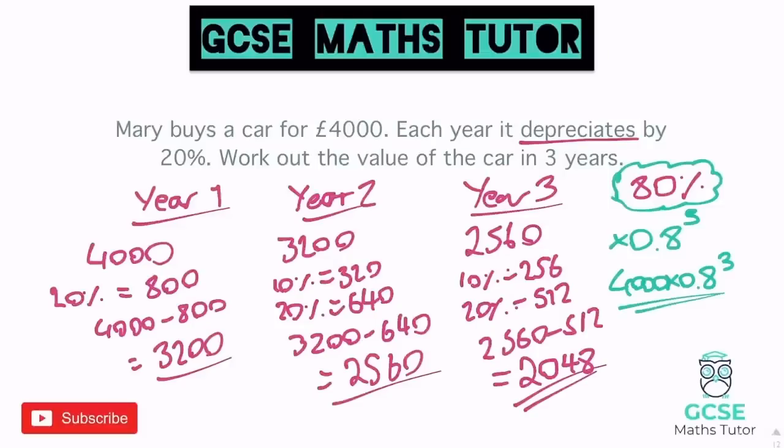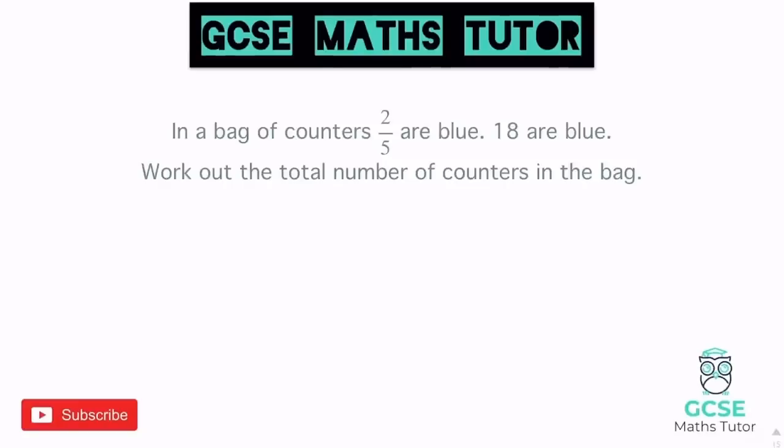And let's test that out. 4,000 times 0.8 to the power of 3, and we get 2,048. So that's depreciation. So in a bag of counters, 2/5 are blue, and it says 18 are blue.